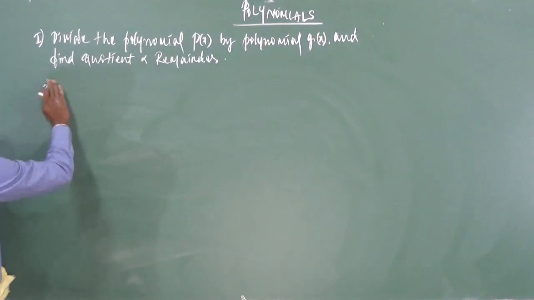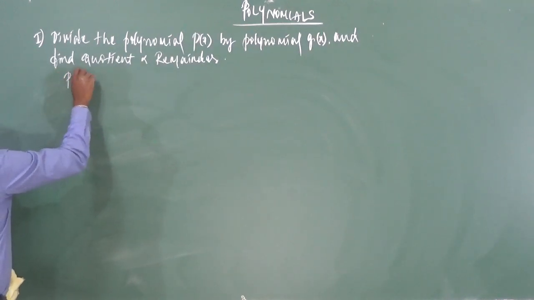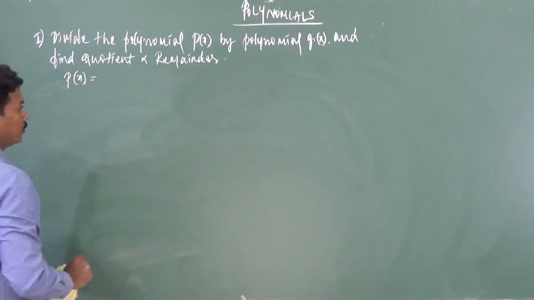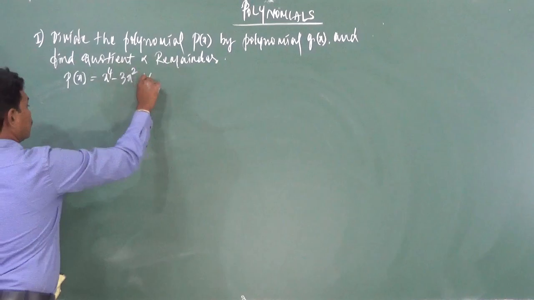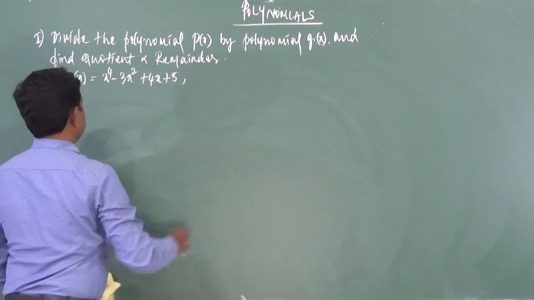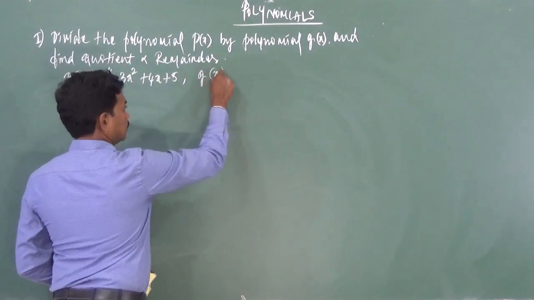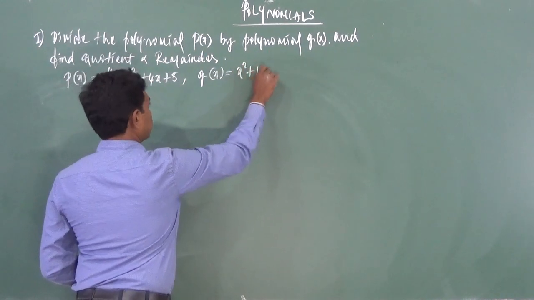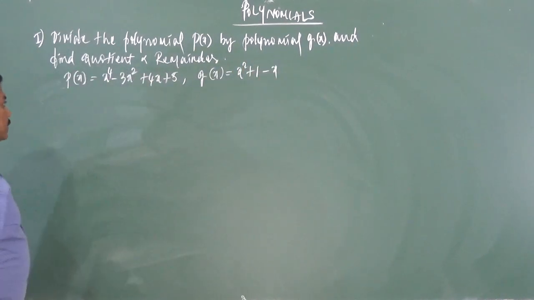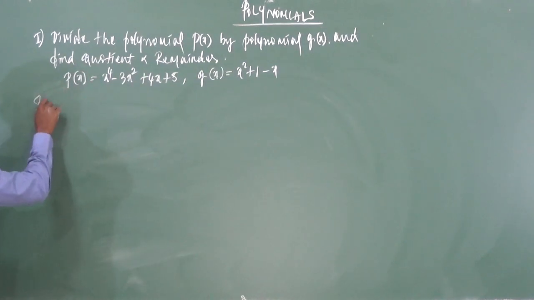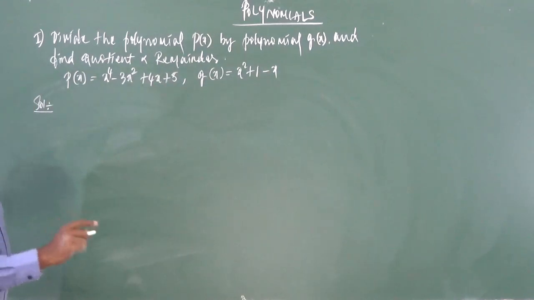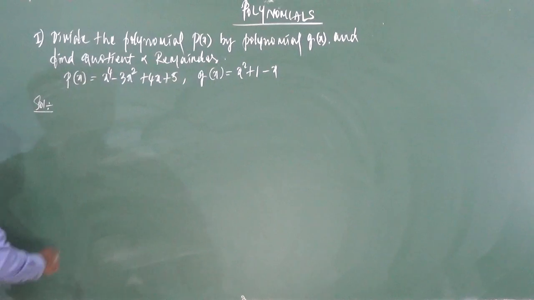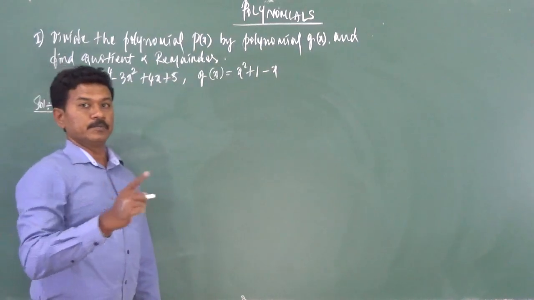So let p of x I will give you. So p of x is equal to x to the power 4 minus 3x square plus 4x plus 5, and g of x is equal to x square plus 1 minus x. So these are the two polynomials given to you. So you have to divide p of x by g of x and find the quotient and remainder. Very simple.